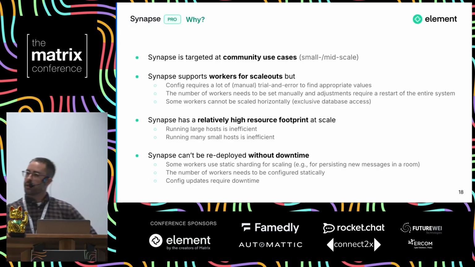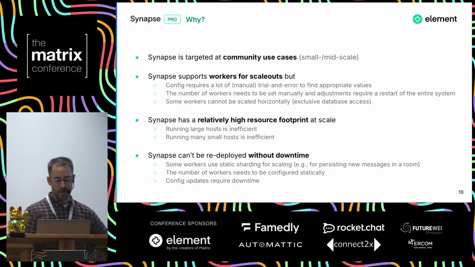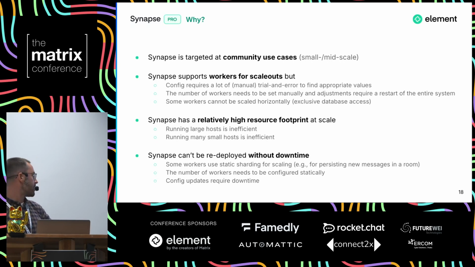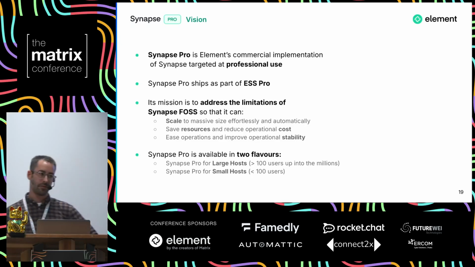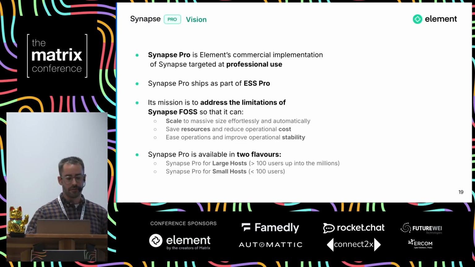Also, in terms of professional deployment or operations practices, you'd like to have zero downtime, for instance, which simply isn't possible with the community edition of Synapse, simply because things are static. Config updates require downtimes. That all makes it hard to operate a professional environment. So that's why we have come up with Synapse Pro. Synapse Pro is basically Element's commercial implementation of Synapse, which is targeted at professional use.